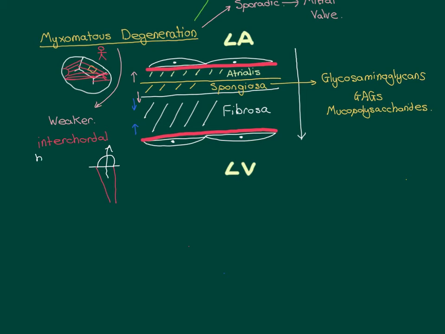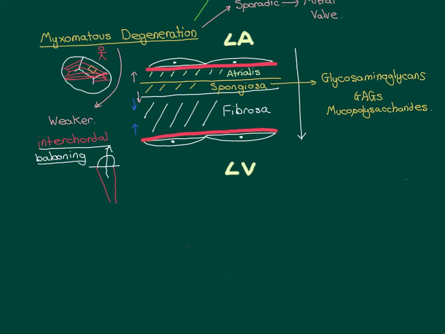So this is actually called interchordal ballooning, to give you the full name for it. So you get interchordal ballooning, and this means that the heart valve cusp doesn't actually close properly and that blood can push up through these balloon regions and then go back up into the left atrium, and this is why it can lead to mitral regurgitation.